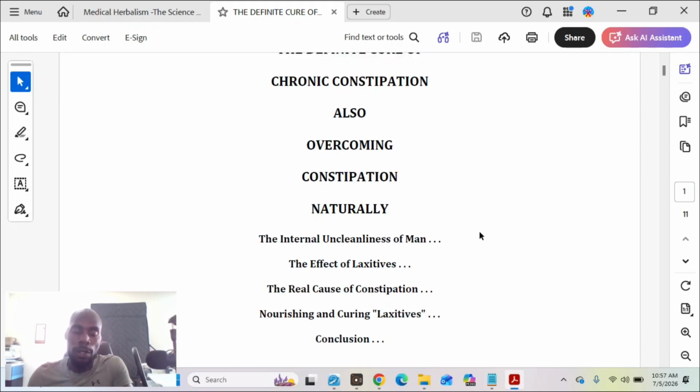So these are the different sections that are in this book here: the internal cleanliness of man, the effect of laxatives, the real cause of constipation, nourishing and carrying laxatives, followed by the conclusion.